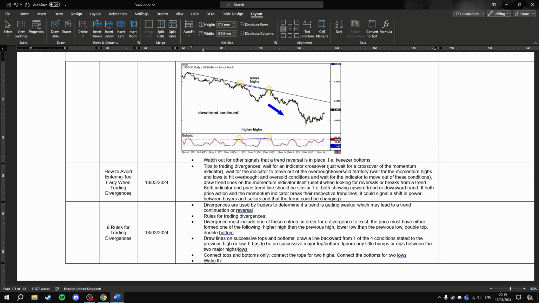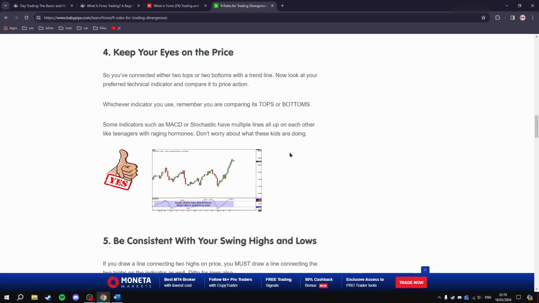Watch the price. So you've connected either two tops or two bottoms of a trend line. Now look at your preferred technical indicator and compare it to the price action.